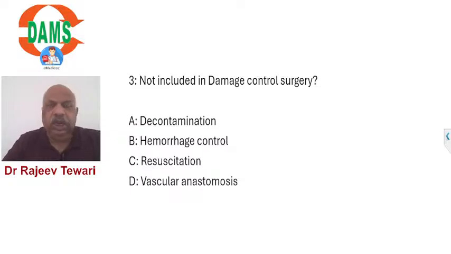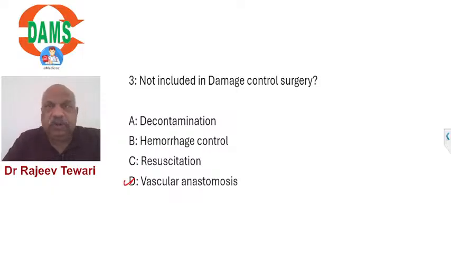Not included in damage control surgery: decontamination, hemorrhage control, resuscitation, vascular anastomosis. What you don't do in damage control? Can you answer this question? It's a simple question, I'm sure you know. Yeah. In damage control, we don't do vascular anastomosis.